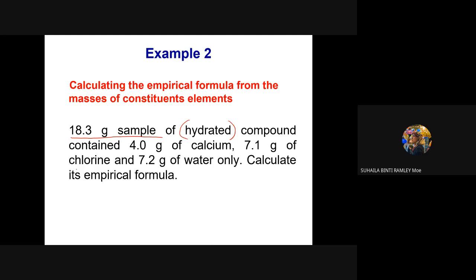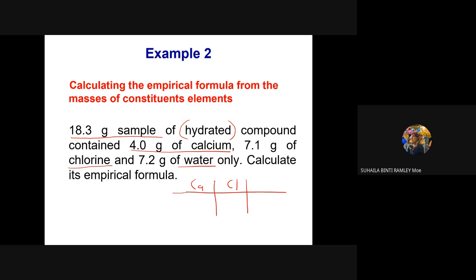Okay. So we have sample 18.3 grams, hydrated. And the elements, we have calcium, chlorine, so Cl. Okay, this one is water.